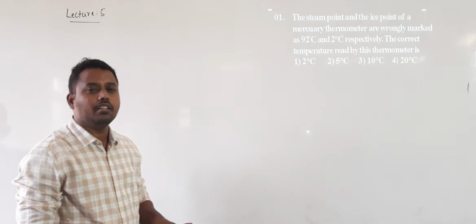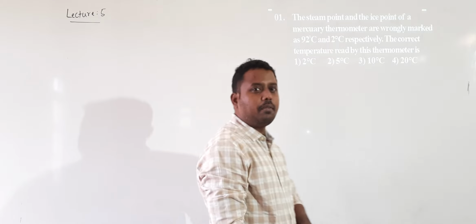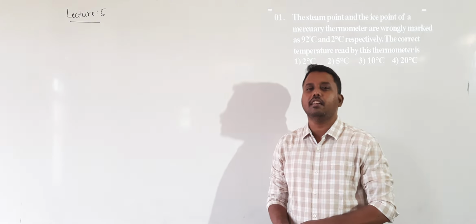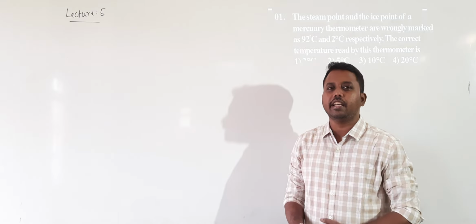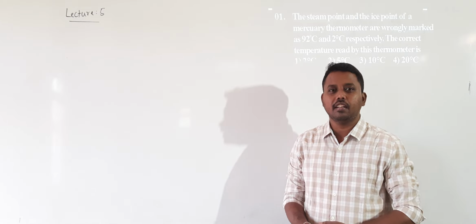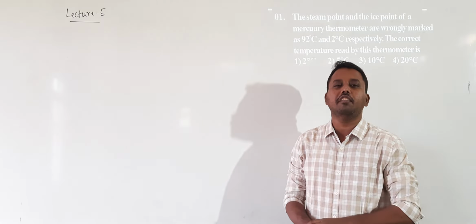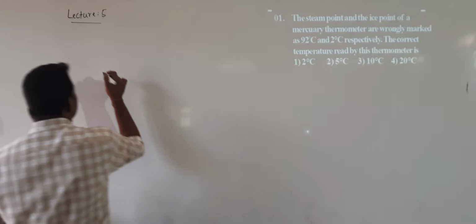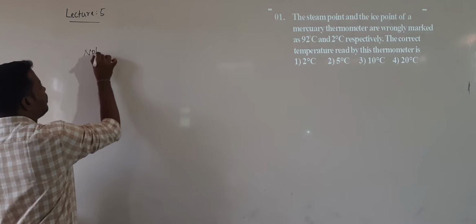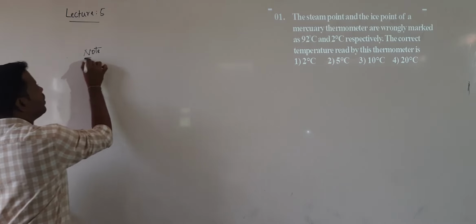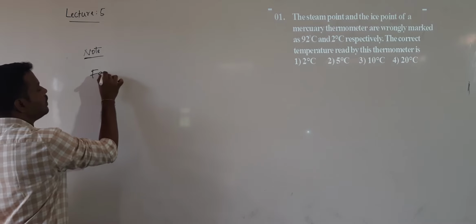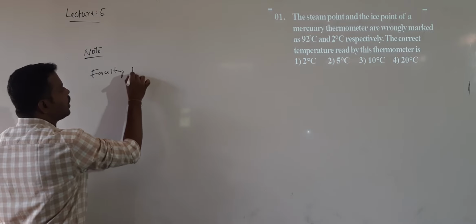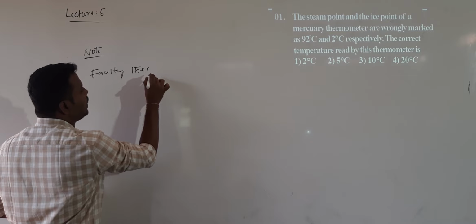In calibration, there are several different thermometer scales and temperature scales: Kelvin scale, centigrade scale, Fahrenheit scale and Romer scale. Every scale will have a lower fixed point and an upper fixed point. Before telling the solution for this question, let me tell one important point. What is the meaning of a faulty thermometer?